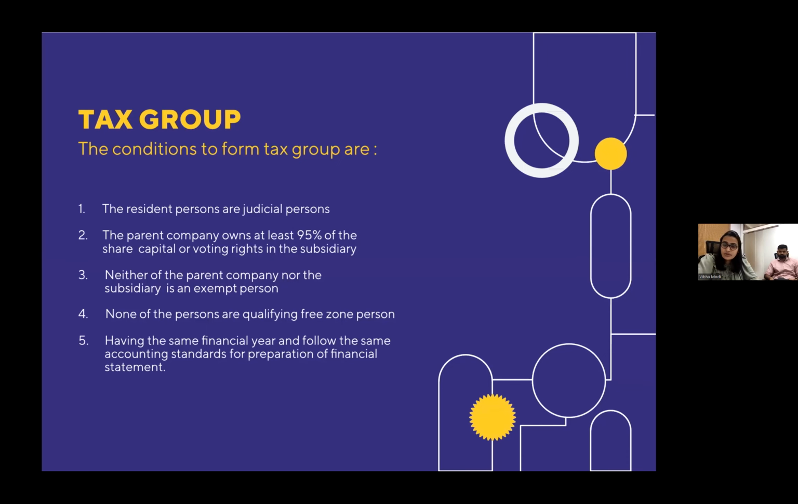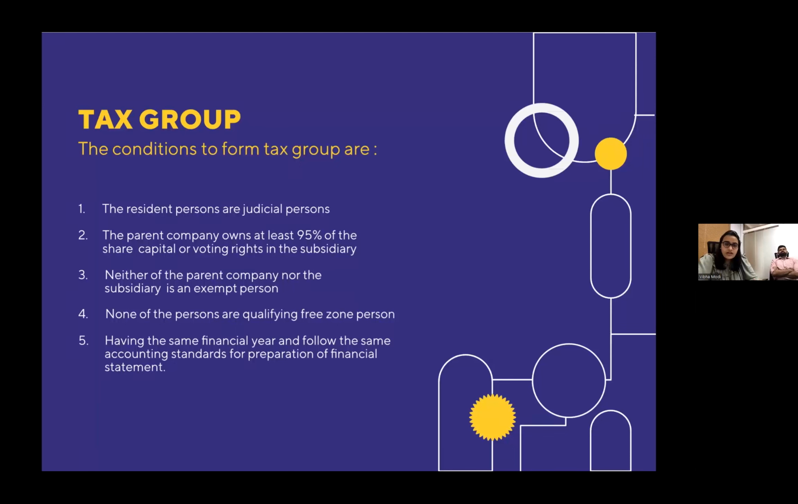Likewise, they have it in VAT. So, who can be a part of a tax group? There must be 95% common ownership or voting right to form a tax group. A resident person should be a juridical person. A non-resident person cannot be a part of a tax group. Even a natural person cannot be a part of a tax group.